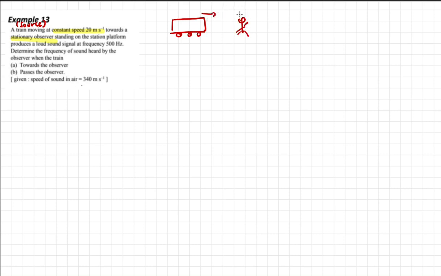So as the train is moving towards a stationary observer, we know the frequency of the observer will be louder than the frequency of the source. So this is the first concept that you should be able to understand by now. As the train is moving towards the stationary observer, the frequency heard by the observer is larger than the frequency of the source.